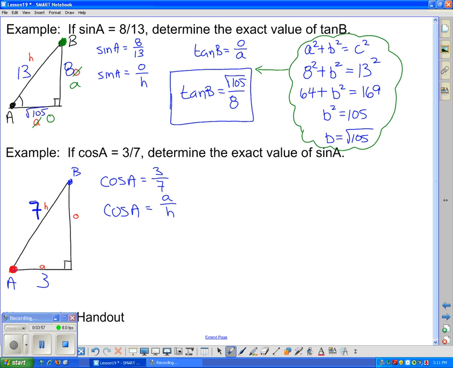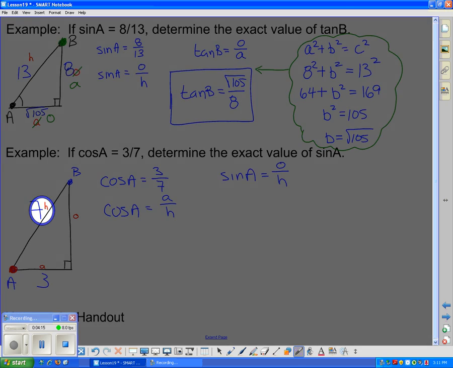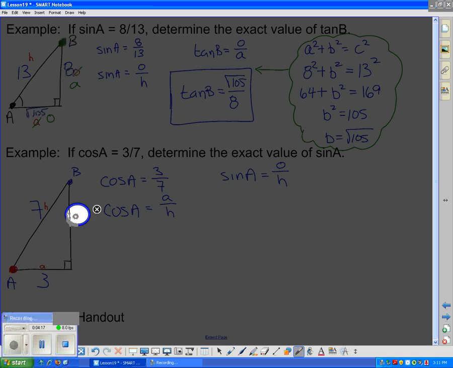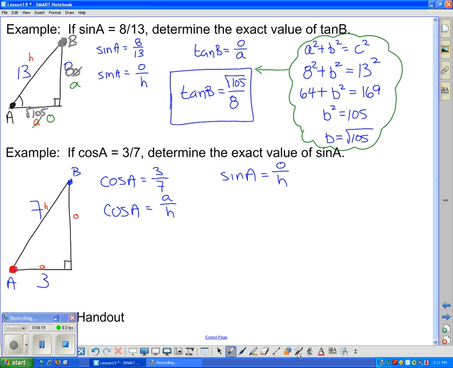What I want to know is the exact value for sine A. It's actually the exact same corner. I know sine A is opposite over hypotenuse. So I can use my red notation. Do I have all the information? I have the hypotenuse, but I do have to find the opposite value. So I have to use Pythagorean theorem again.